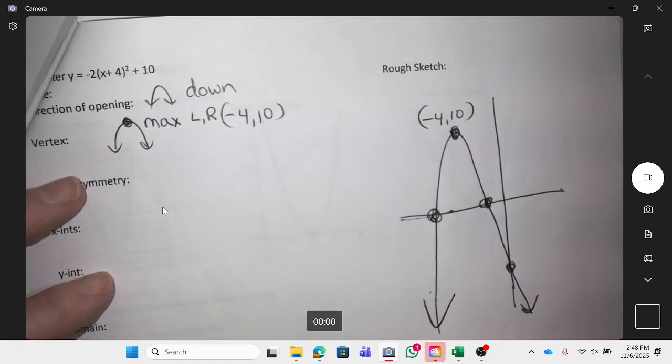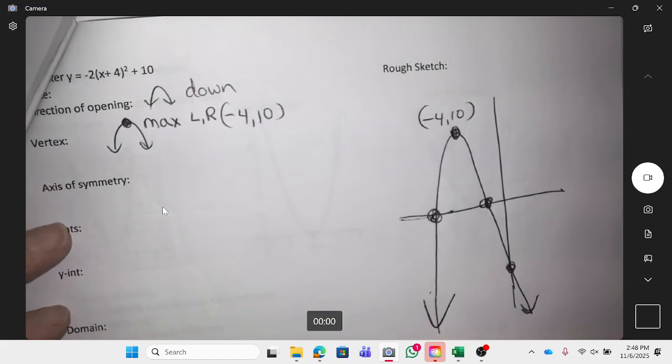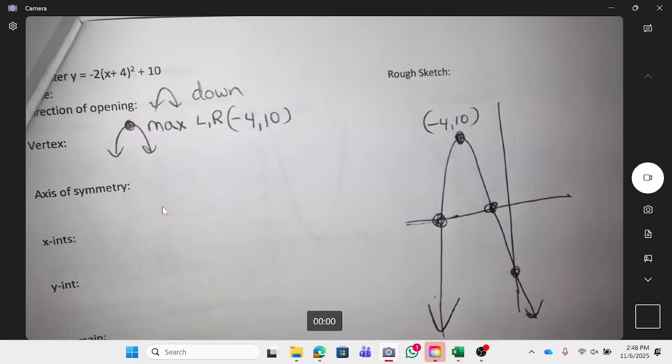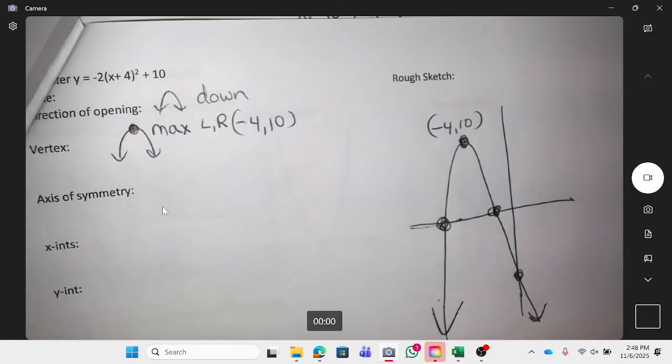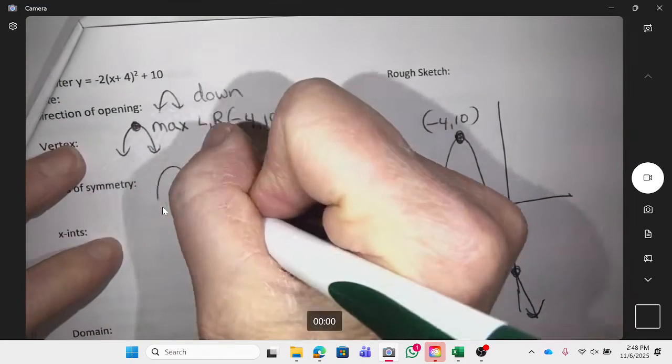Good? What's that? State? Where am I looking? Oh, state the following, like answer the following. State what the vertex is. Axis of symmetry.